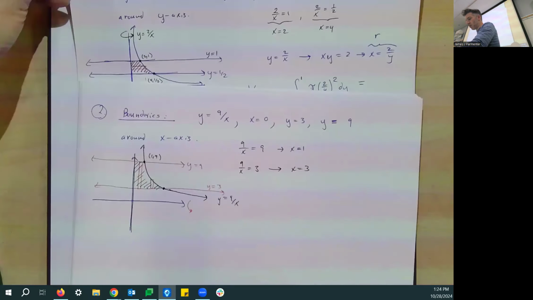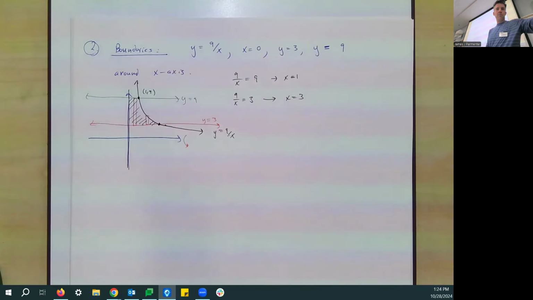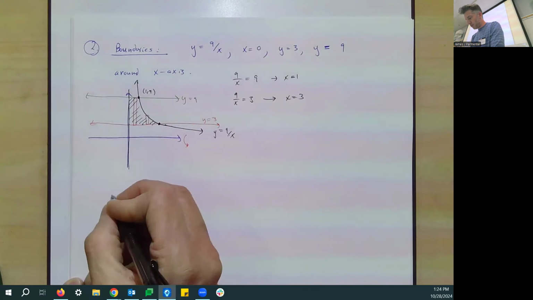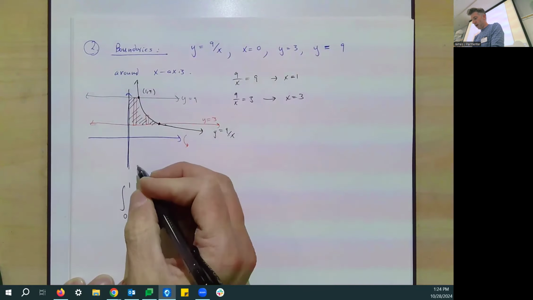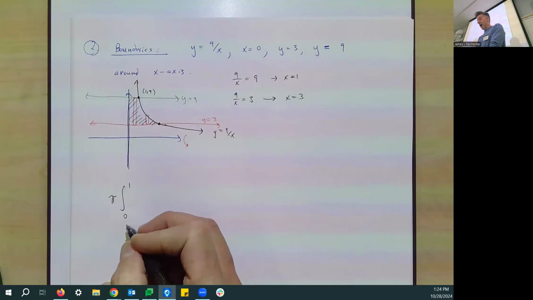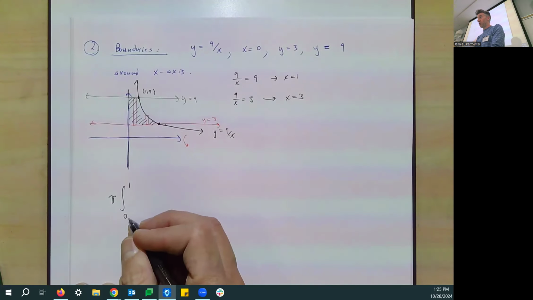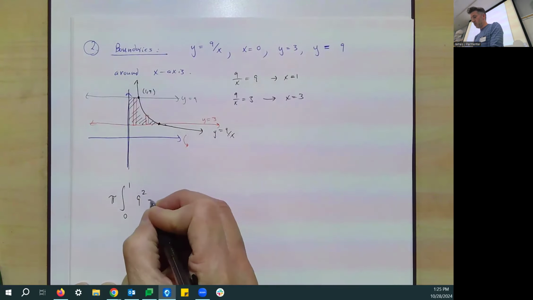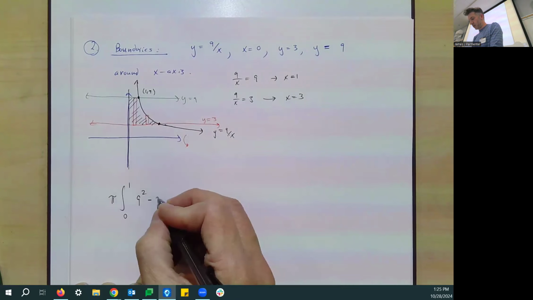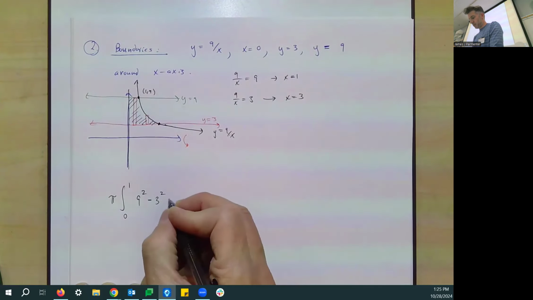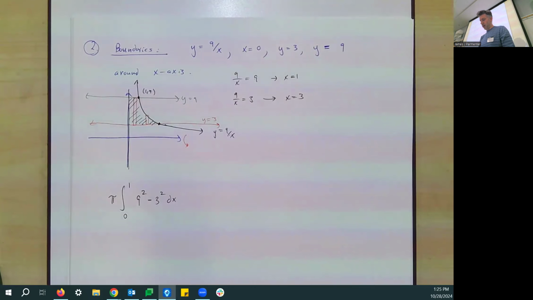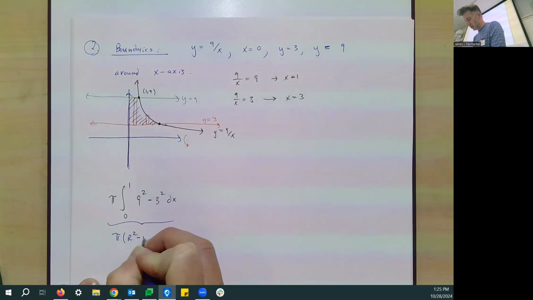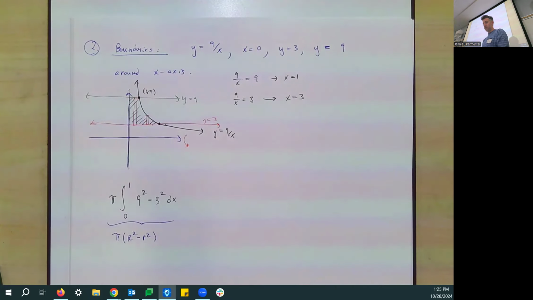So I'm going to have two integrals. The first one from 0 to 1, I'm going to have pi times my outer radius, which is the function that's further from the axis of rotation, which is y equals 9, squared, minus my inner radius, which is the function closer, which is 3 squared. Just want to point out, this is my pi times big R squared minus little r squared, and then we're just integrating the whole thing.